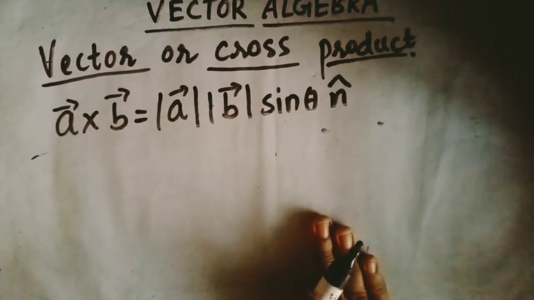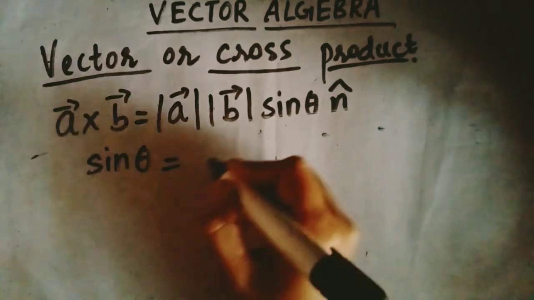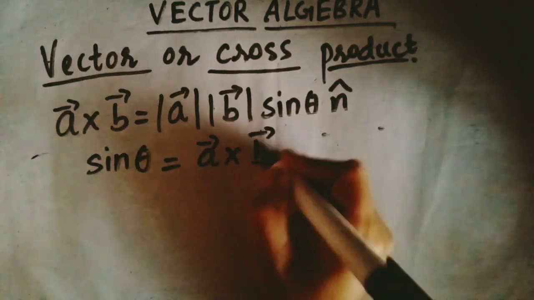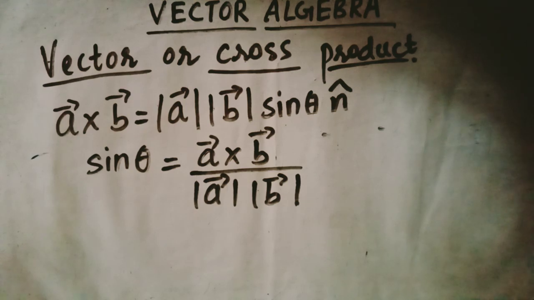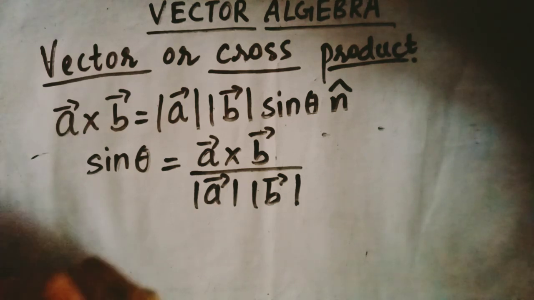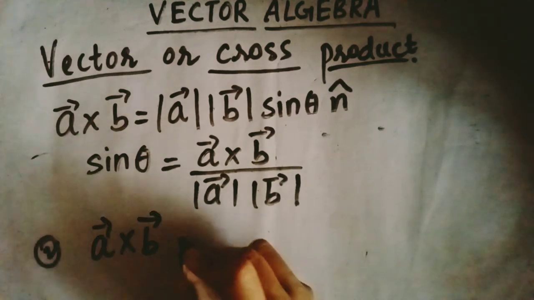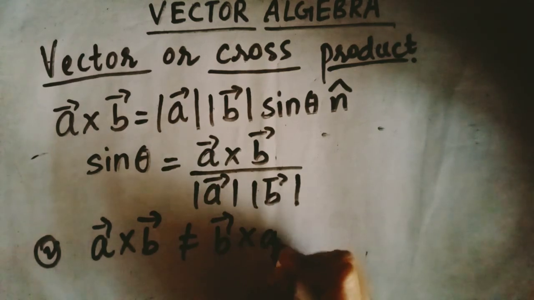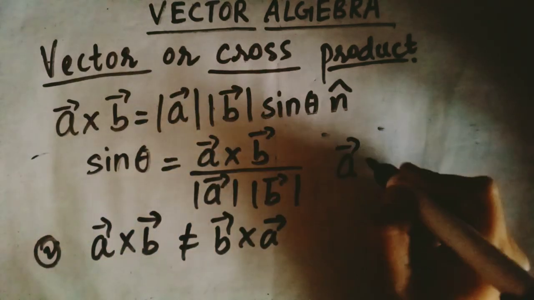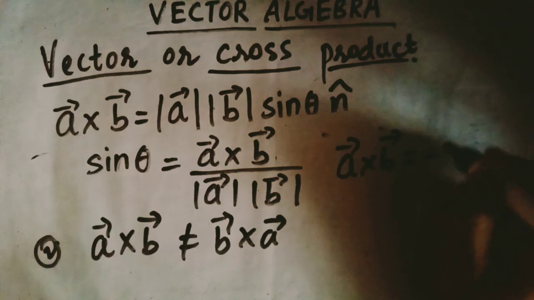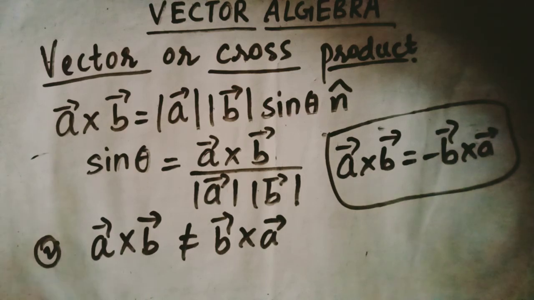Next is angle between the two vectors. So from this you can write sine theta equal to mod of A cross B upon mod of A into mod of B. So this is angle between the two vectors. Then there is one more thing, that is A cross B is not same as B cross A. That is, it is not commutative. So A cross B is same as minus B cross A. This you remember.